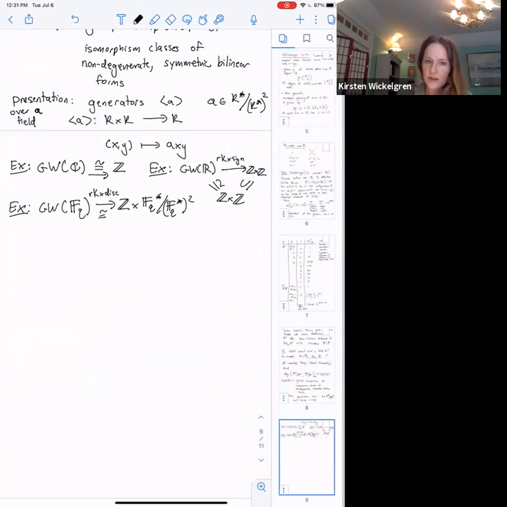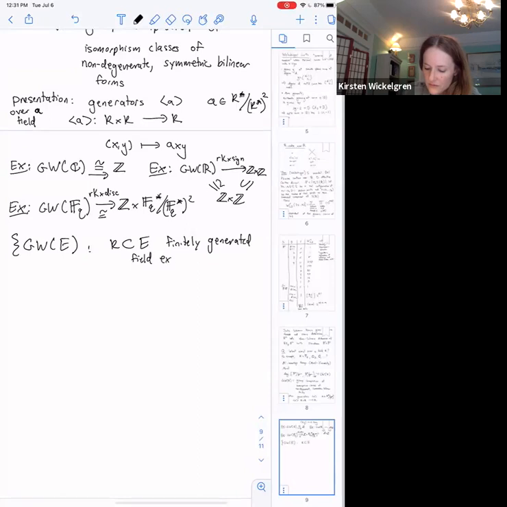These fit together to determine what's called an unramified sheaf. So we can extend over codimension 2 subsets of smooth schemes. So let's say if we take GW of E, where E ranges over finitely generated field extensions, like the rational function fields of the smooth schemes over K, these determine an unramified Milnor-Witt sheaf.